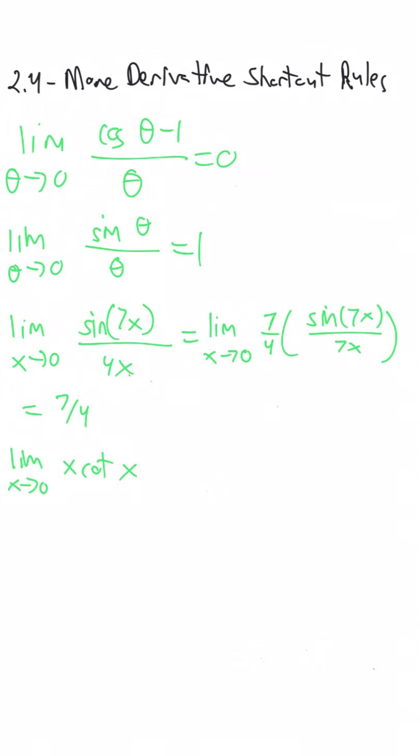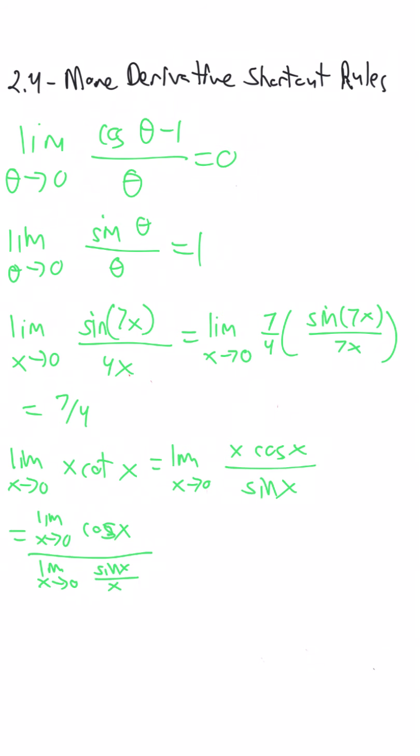And here's a final limit. The limit as x approaches 0 of x cotangent of x. How could we rewrite this? We could write this as the limit as x approaches 0 of x cosine of x over sine of x, which can be broken apart into the limit as x approaches 0 of cosine of x over the limit as x approaches 0 of sine of x over x. Well, plug and chug, now you know the cosine of 0 is 1, and we know that the limit as x approaches 0 of sine of x over x is also equal to 1, so this limit is 1.